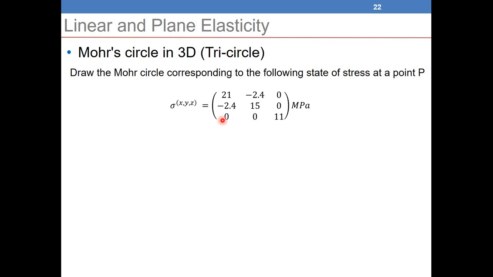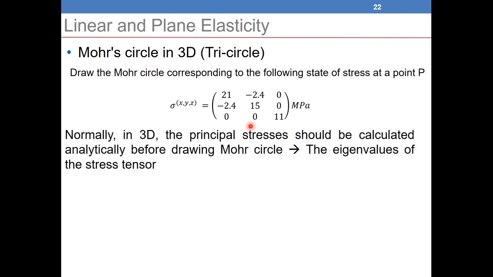So here we don't have a plane stress because I don't have 0 here. If we had 0 here, we could have considered it as a plane stress, but I have a normal stress here, so this is not a plane stress. So how do we draw the Mohr circle for a 3D case? We need to understand that if I have a full 3D tensor, I cannot draw the Mohr circle directly. I need to calculate the principal stresses. So how do we calculate the principal stresses?